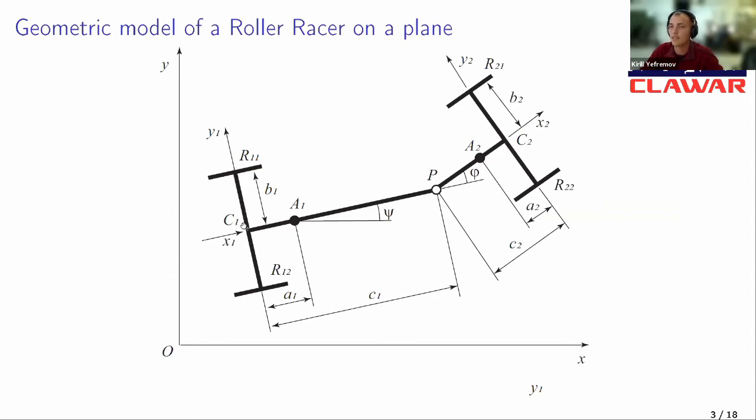This is a kinematic scheme of the roller racer on the plane, and P is the point of connection of the first platform and second platform. A1 and A2 are the centers of mass of the corresponding platforms, and C1, C2 are the centers of the wheel pairs, and x1, y1 and x2, y2 are coordinates which depend on the platform.